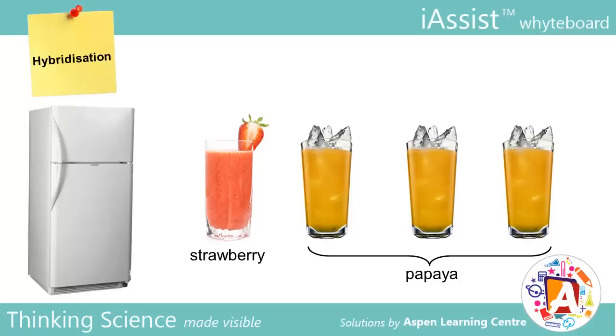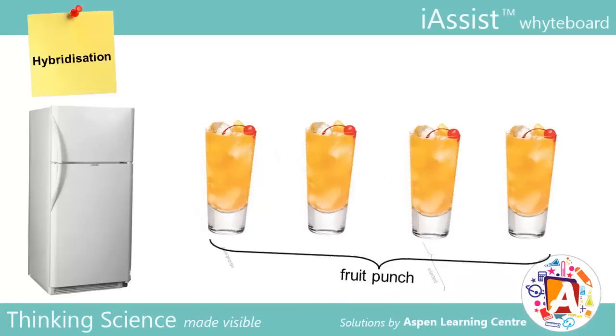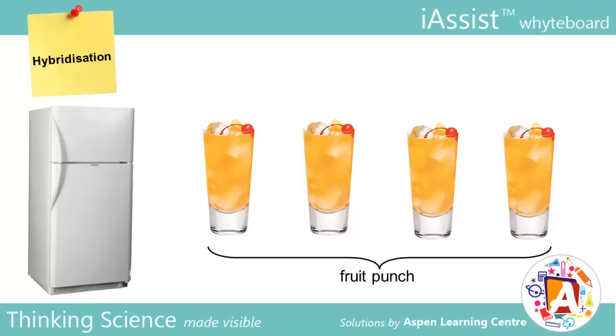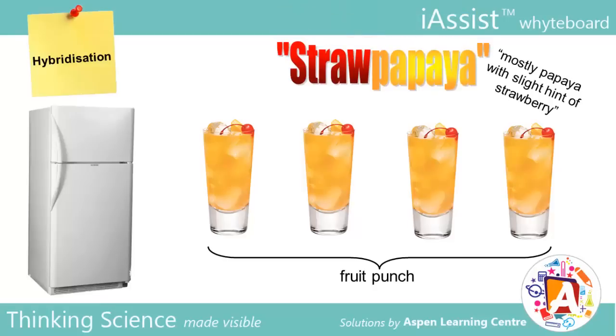Now, I decide to be fair and mix all my fruit juice together, creating a unique fruit punch. I then serve my friends this fruit punch, exactly one glass for each friend. They comment on the unique taste and ask, "Wow, what's this juice? It tastes of mostly papaya with just a slight hint of strawberry flavor." I proudly tell them that they are drinking my very own straw papaya cocktail.